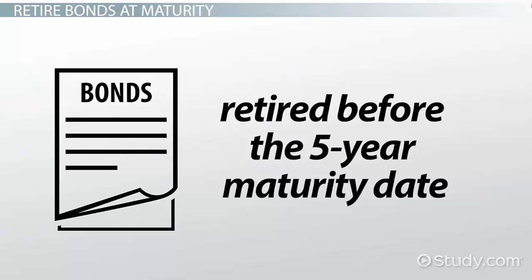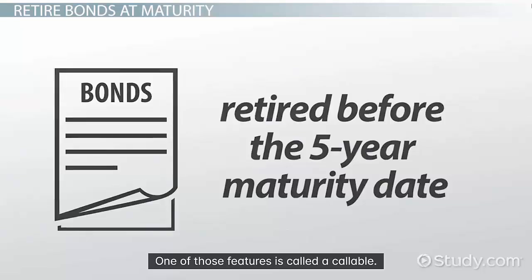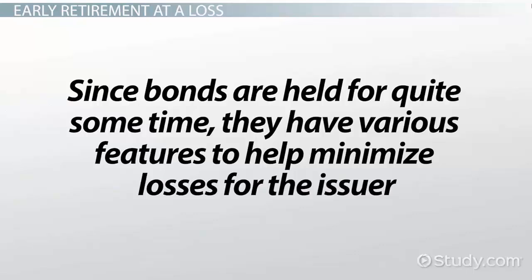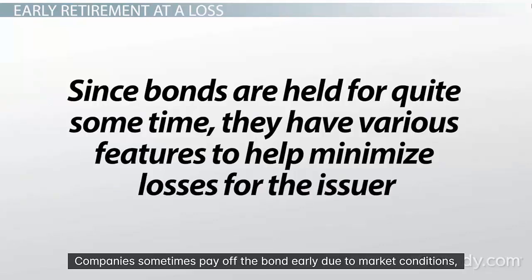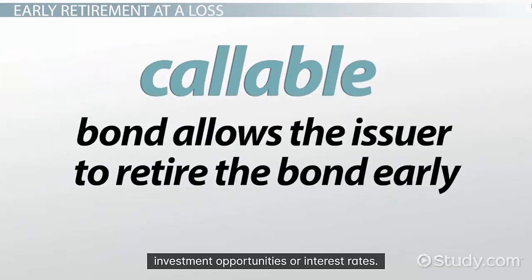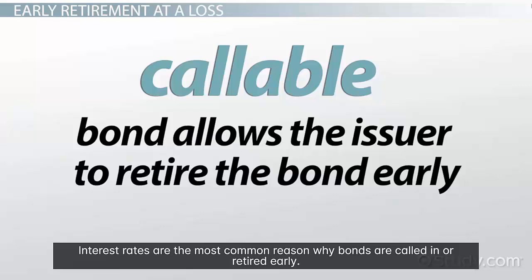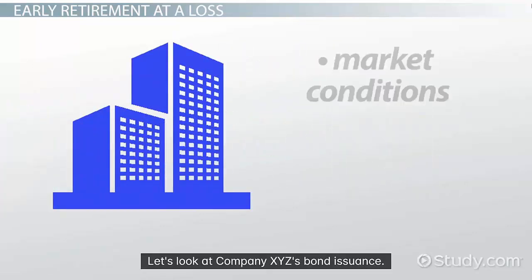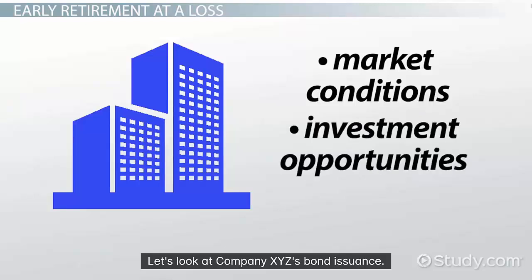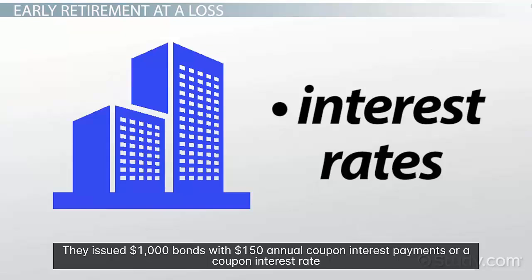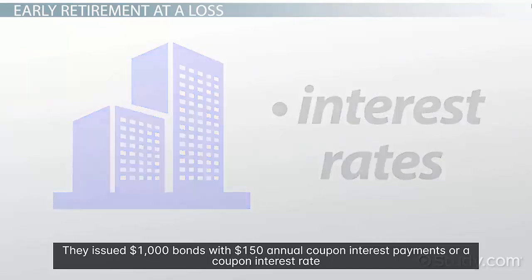Now let's see what happens if the bond is retired before the 5-year maturity date. Since bonds are held for quite some time, they have various features to help minimize losses for the issuer. One of those features is called a callable. A callable bond allows the issuer to retire the bond early. Companies sometimes pay off the bond early due to market conditions, investment opportunities, or interest rates. Interest rates are the most common reason why bonds are called in or retired early.